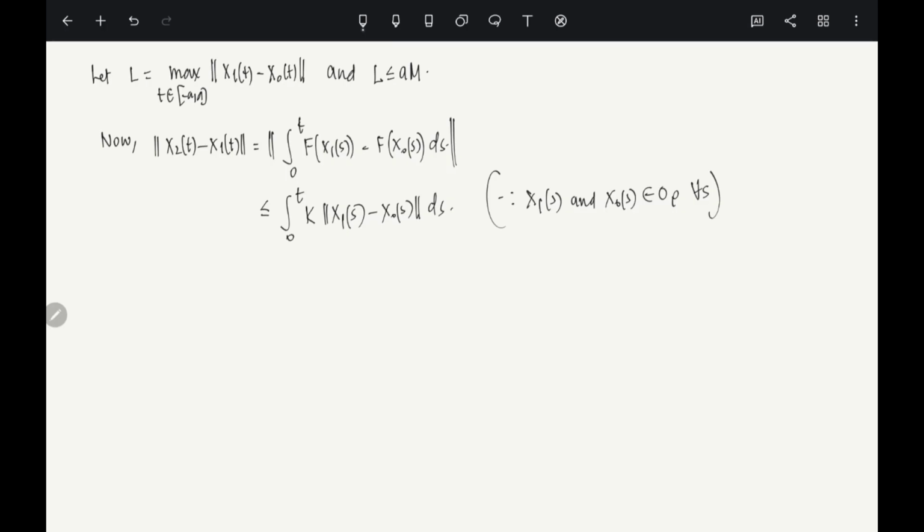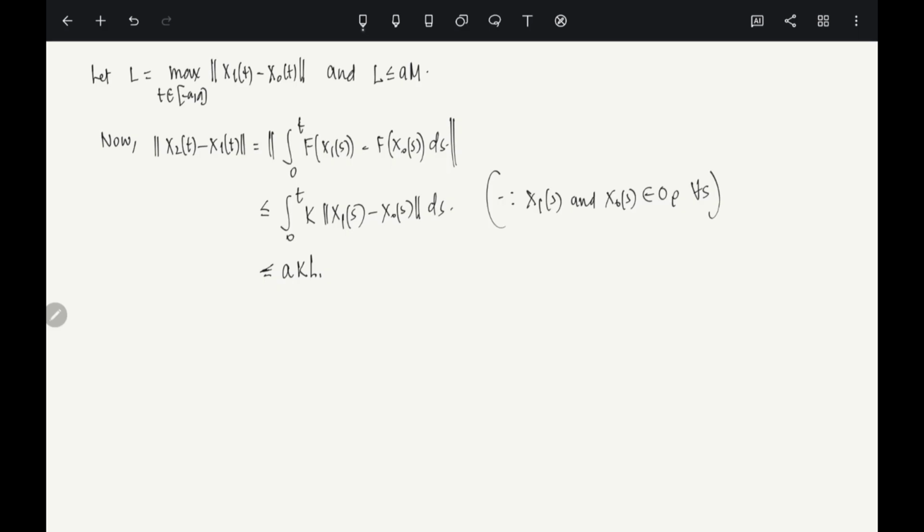Let's just say that constant is k, so that is out, and then we can write it as k times the norm of x1 minus x0. Is it okay? Now if this is the case, this is less than or equal to a times k times capital L, right? What is capital L? The maximum of x1 and x2. So this can be dominated by L, and then the integral from 0 to t of ds will be dominated by a.